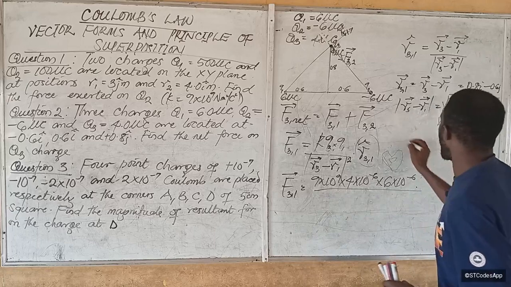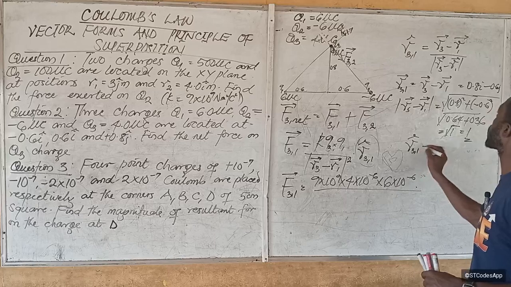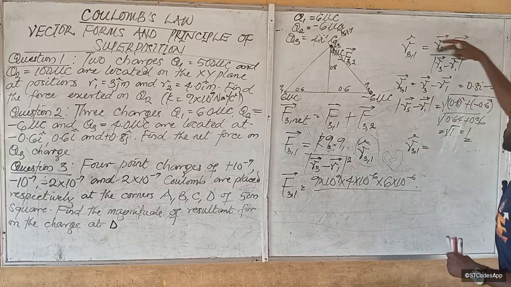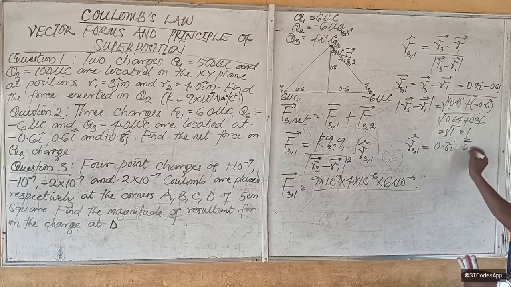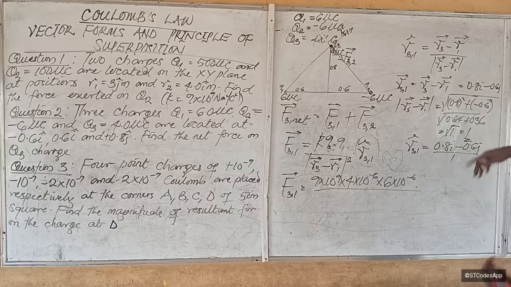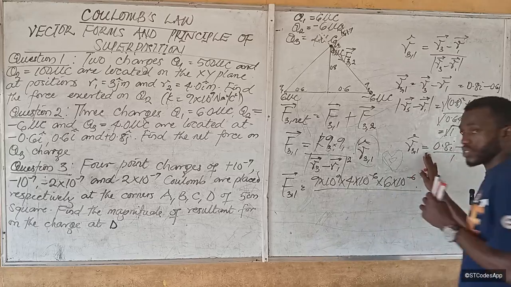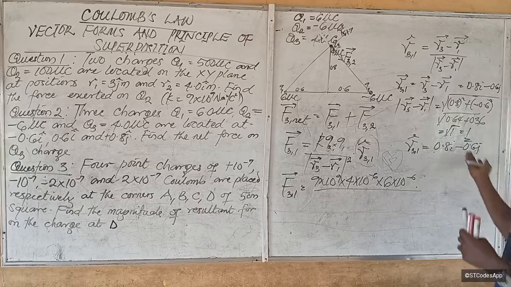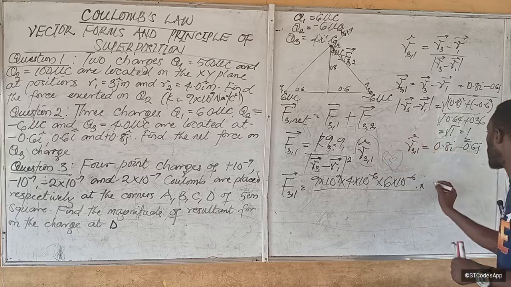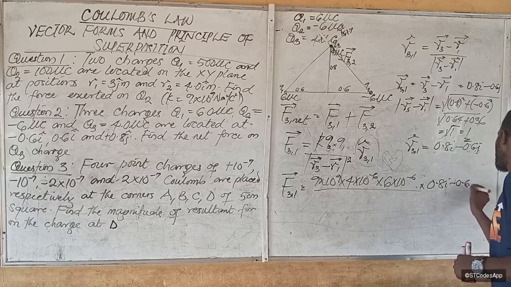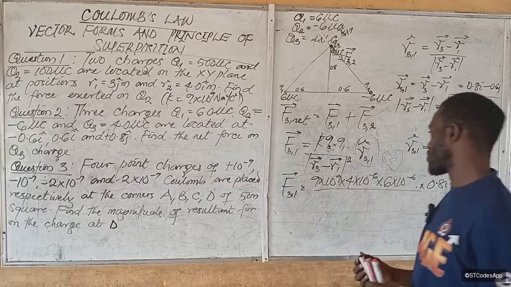So it means that r hat 3,1 will be equal to the value of this vector, which is here, 0.8i minus 0.6j, all over 1. It's just the same process as what we did initially. Over 1 doesn't change anything. So we'll multiply this by our unit vector, which is now 0.8i minus 0.6j. This means I will be presenting our answer again in vectorial form.